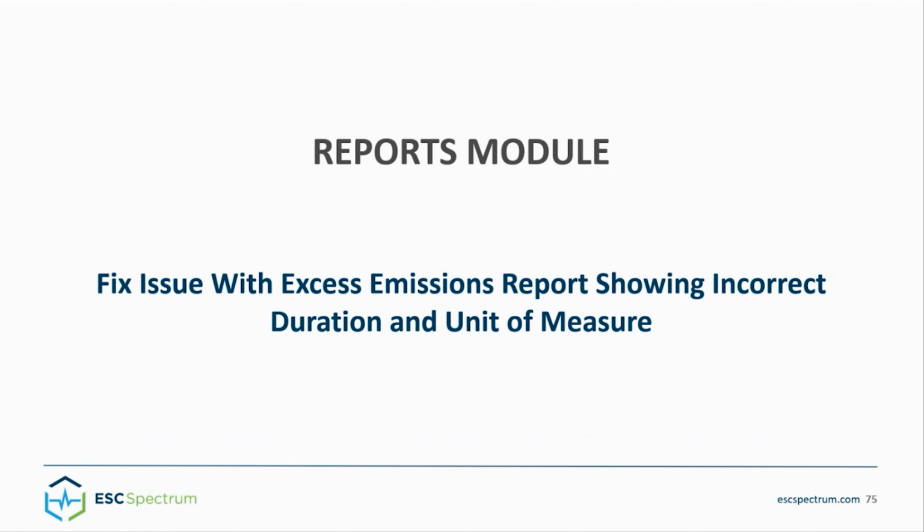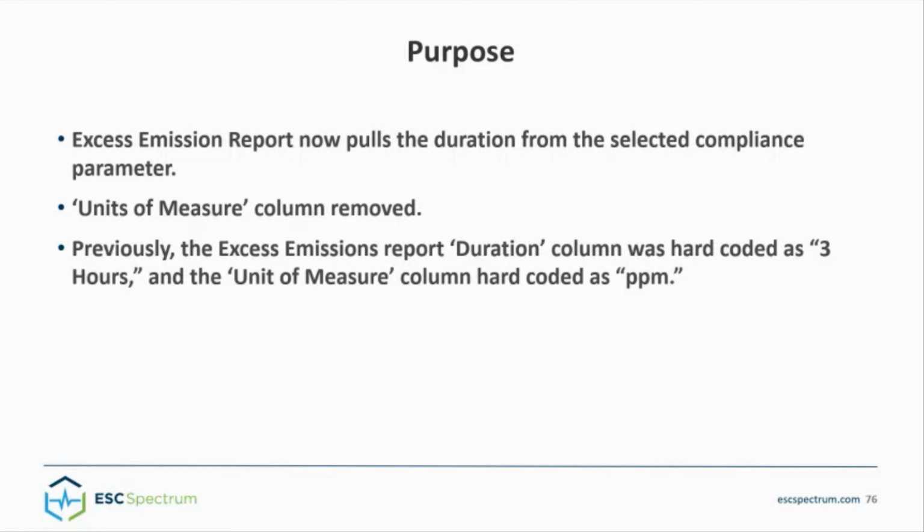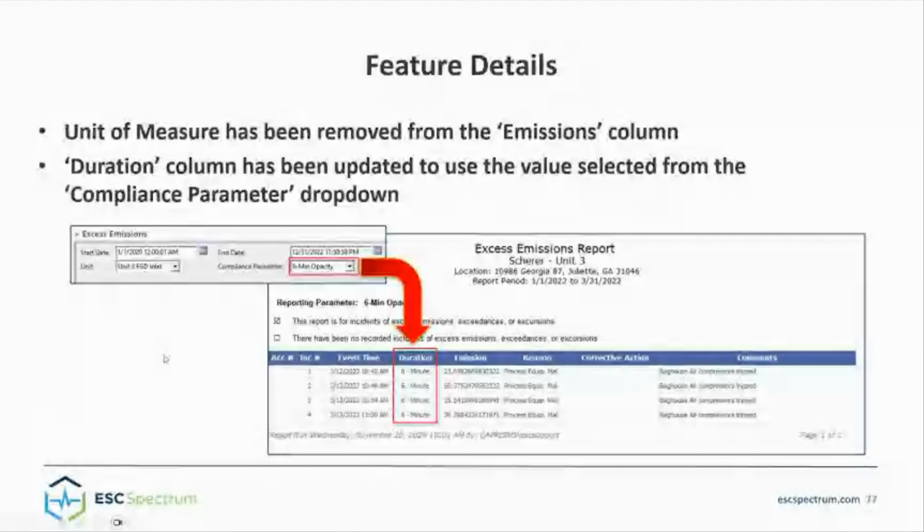We changed the way that excess emission reports pulled the duration to fix an issue. Previously, there was a hard-coded duration of 3 hours and a unit of measure of ppm. Instead, the report will now pull the duration from the selected compliance parameter and show it in the duration column automatically, and the unit of measure column has been removed.